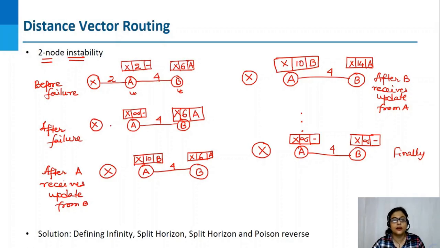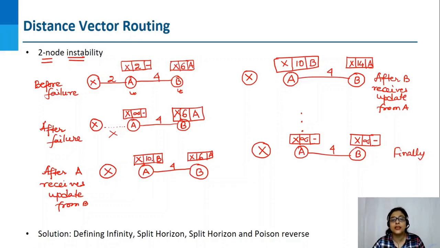Now, suppose there is a failure and the link from A to X has been cut. Now, A immediately knows that it cannot reach X, and its distance will be infinite. Now, B does not have this information now. Now, after A receives updated table from B, B will give its updated table to A, and A knows now that in order to reach X, it has to go via B.